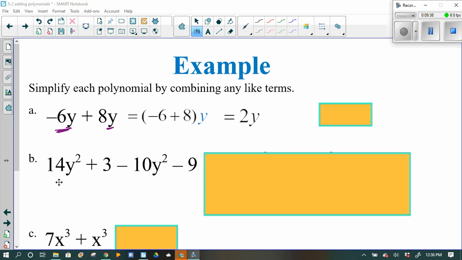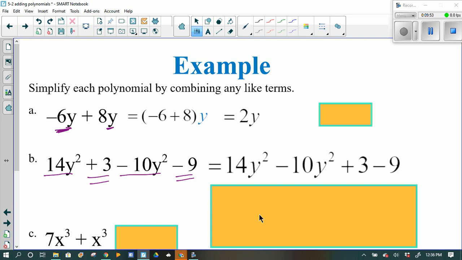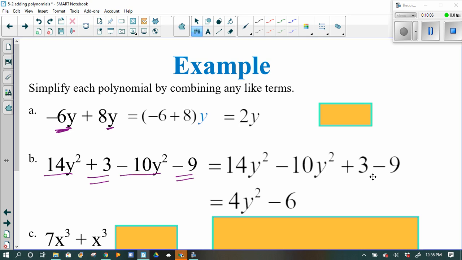Okay, here, take inventory of what you have. So I see that I have a y squared and another y squared. I have some whole numbers. So if you group them together, so your 14y squared minus 10y squared plus 3 minus 9. Remember, you're always going to make sure you're using the sign that is in front of the term. So 14 minus 10 is 4, and 3 minus 9 is negative 6.